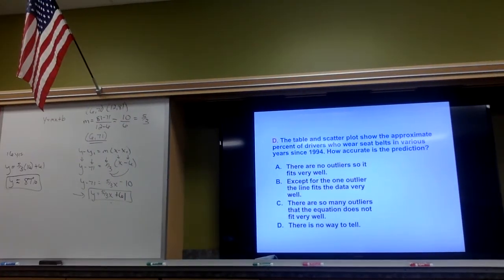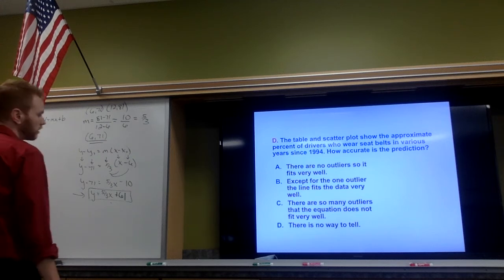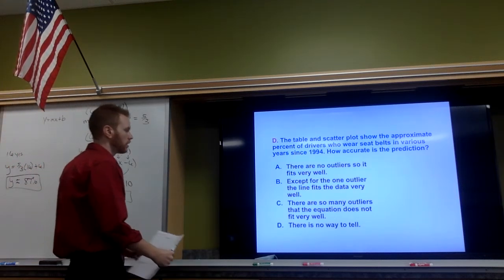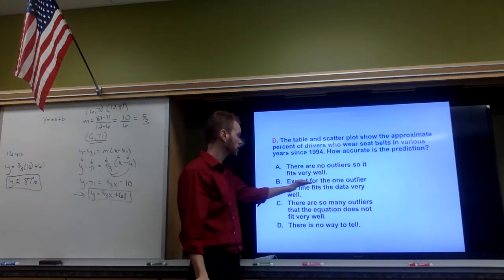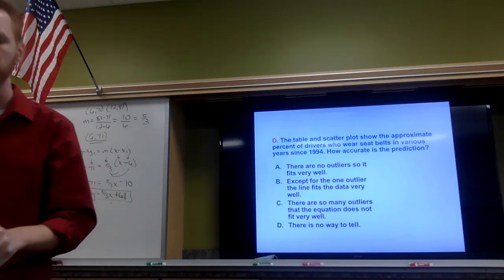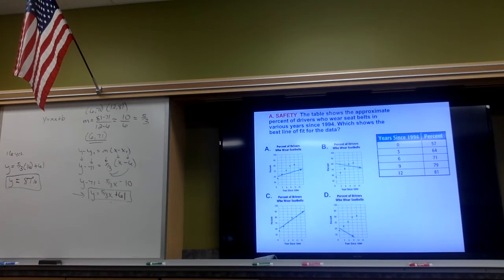Okay? All right. So how accurate is this prediction? Well, if you look at your options, I'm thinking option B. It's good. This is a great prediction except for one outlier in the data. Let me go back to the data points. Do you think there's an outlier here? I think there's one. Do you see it?